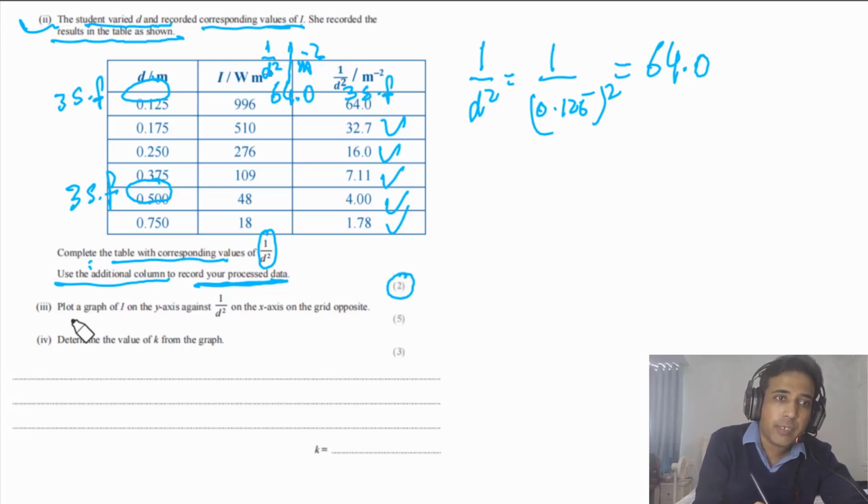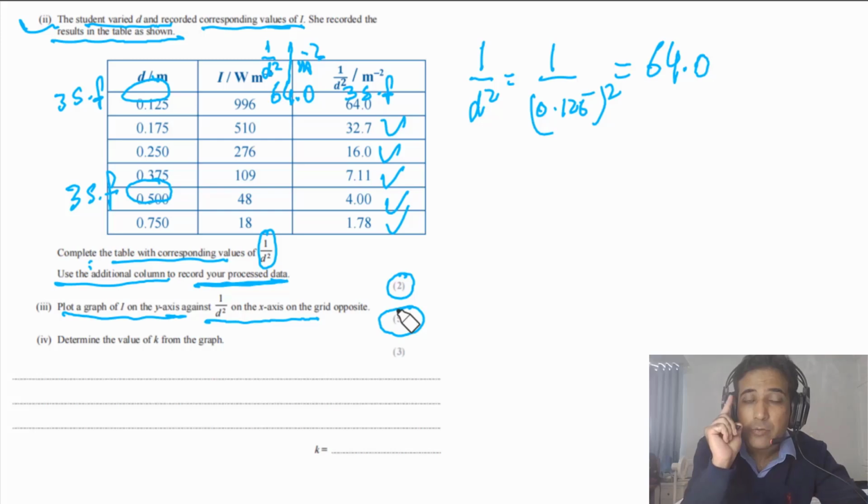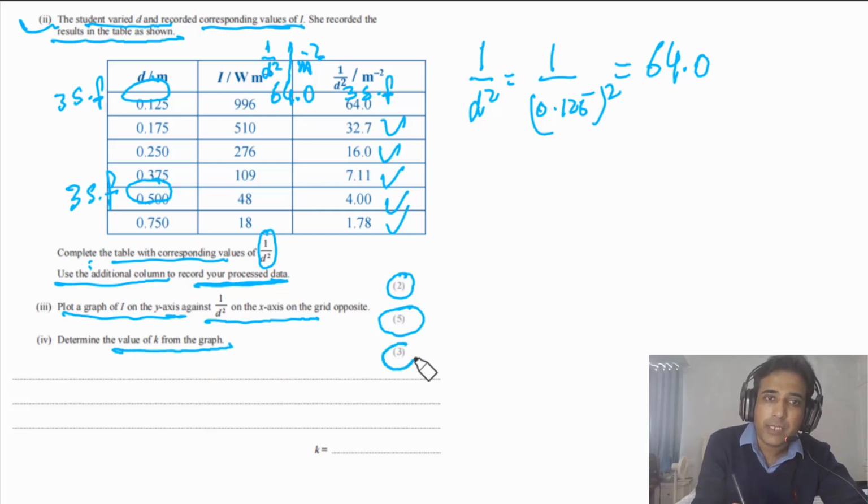And for the third part, we need to plot a graph of I on the y-axis against 1 over d square on the x-axis on the grid opposite, and this has 5 marks. So the graph is very important. You have to do the graph carefully. And for the next part, we need to determine the value of k from the graph, and this one has 3 marks.